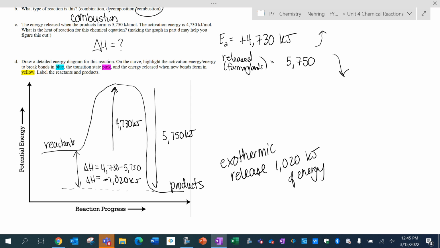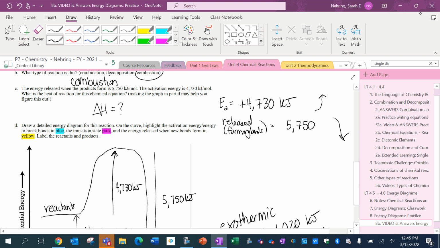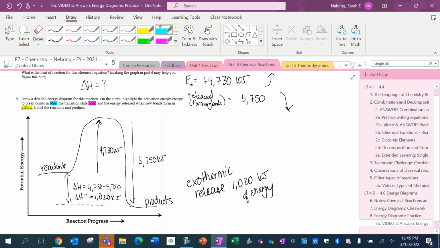And then let's go and label these things. So let's label the activation energy, which is the energy needed to break bonds. So that's this area right here. And then the energy released when new bonds are formed is this area right there. And then this right here in the middle is the transition state. So that's when the bonds have been broken, but we have not formed any new bonds yet.